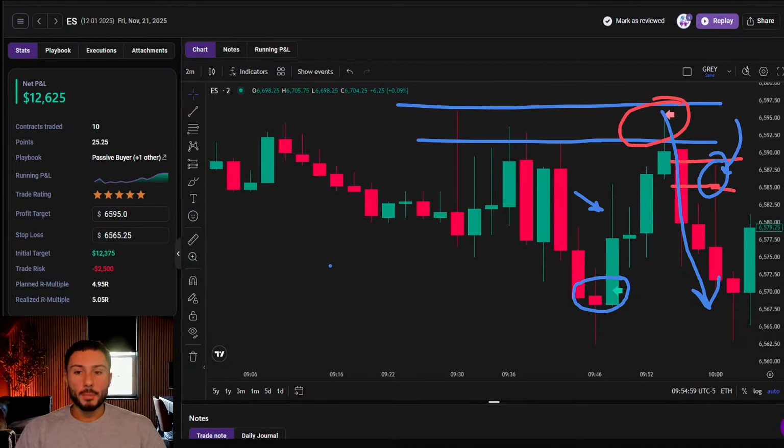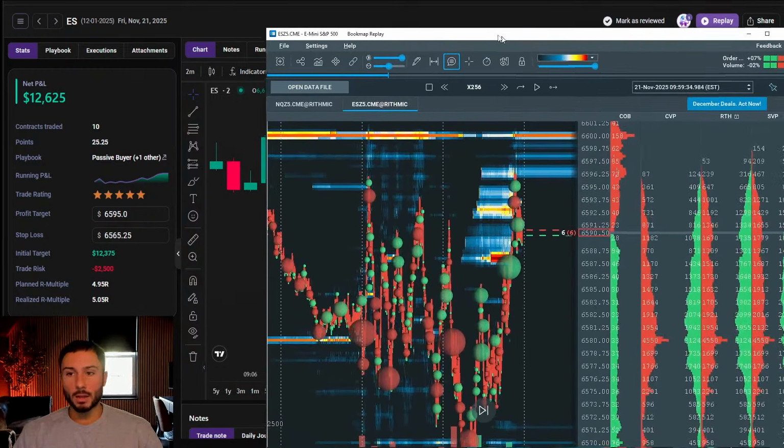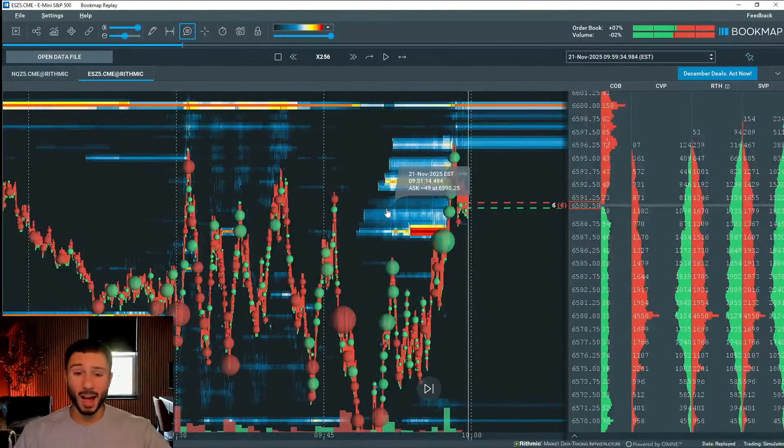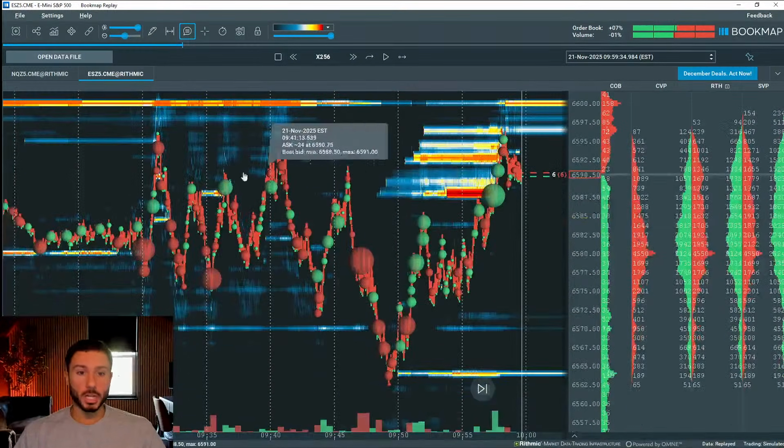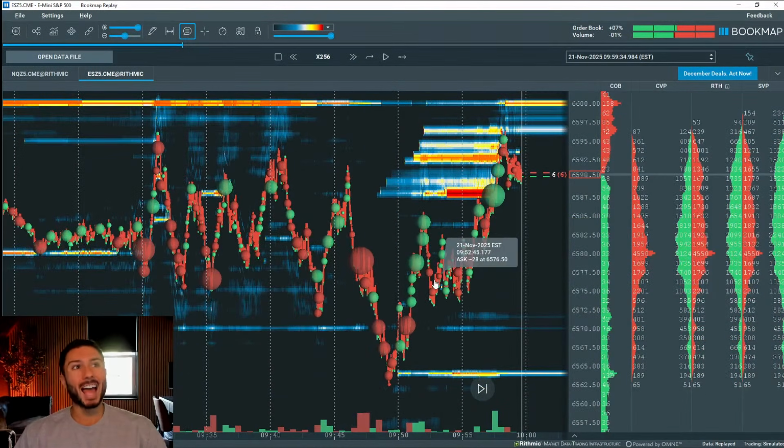How do I identify the market was balanced? All you got to do is look at it on a 1-minute chart, 5-minute chart, 30-minute chart. It's ranging, it's moving sideways, and it's lacking direction.